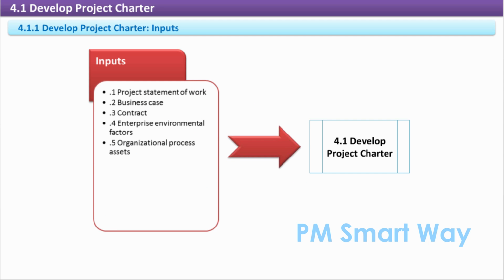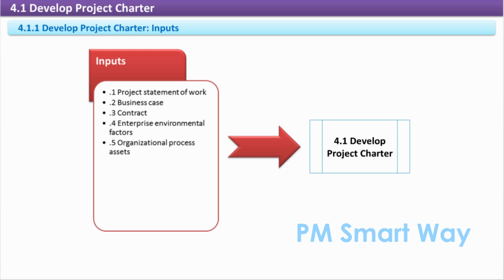Develop project charter. Inputs. Project Statement of Work. A statement of work is a written description of the project's deliverable. Statements of work can range from informal to very formal, especially when parties outside of the performing organization are involved. It's usually supplied by the external or internal customer, but the project manager should work with the customer, initiator or sponsor to create a statement of work when it does not exist.